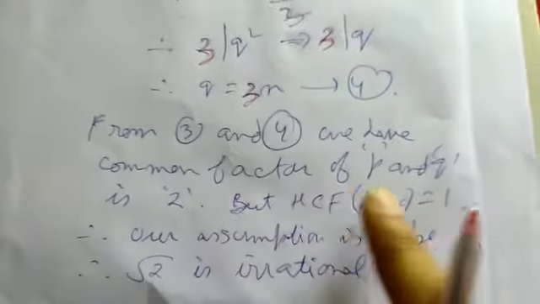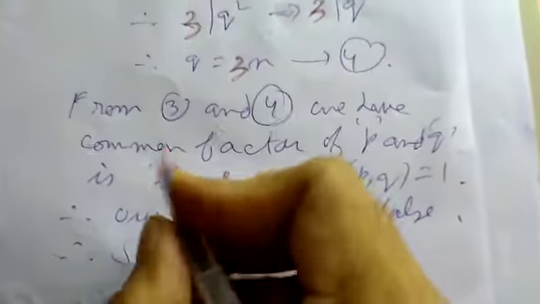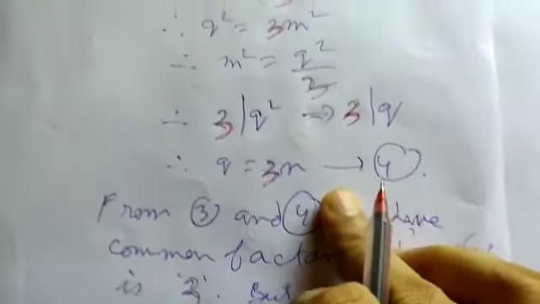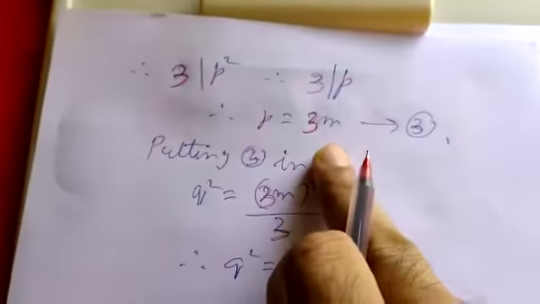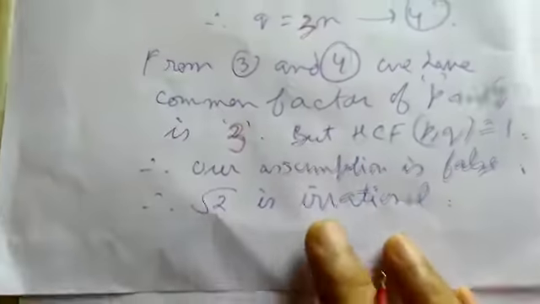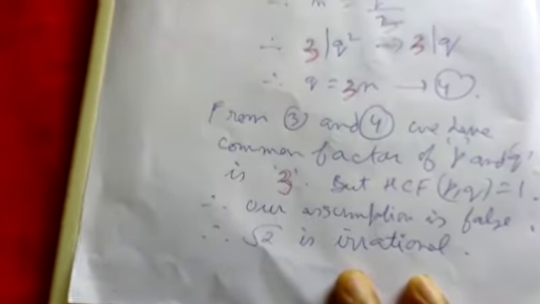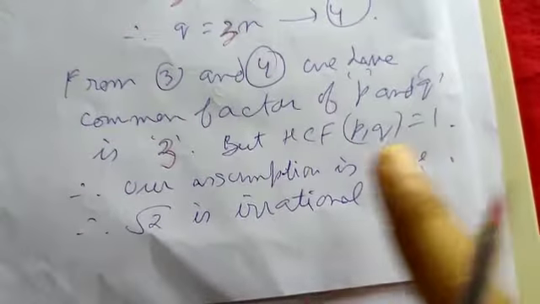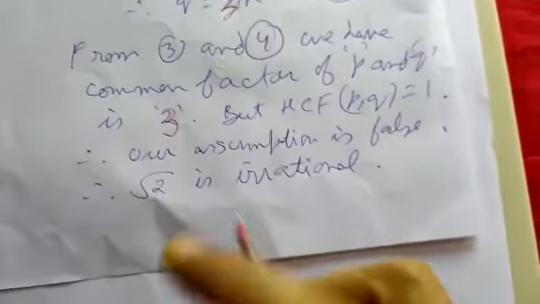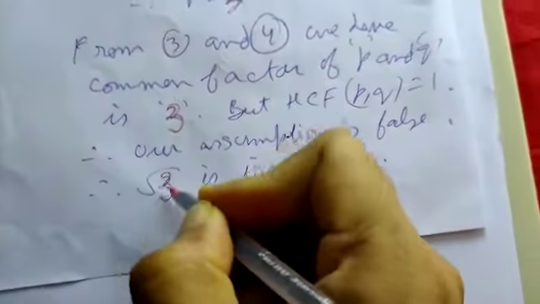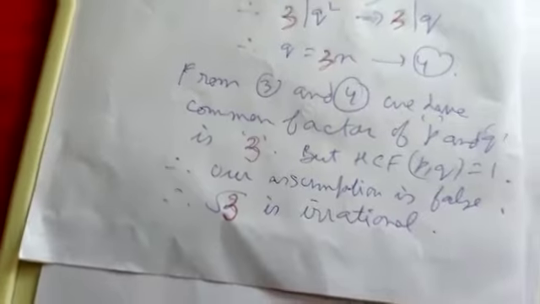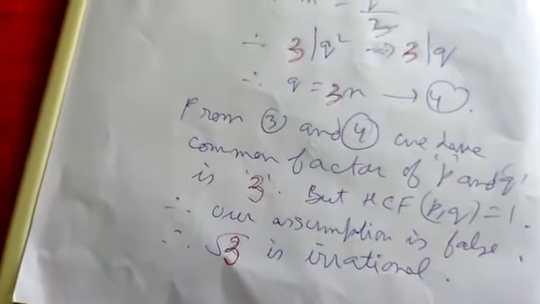So what we have got from 3 and 4 is that the common factor of p and q is 3, because you can see here q is equal to 3 into n and p is 3 into m. So the common factor is 3. As I told you, a common factor can never be greater than the HCF. But what is the HCF? It is 1. Therefore, our assumption is false. Therefore, square root of 3 is irrational.